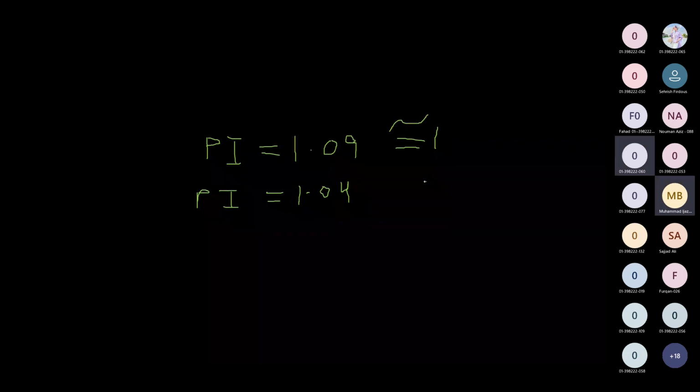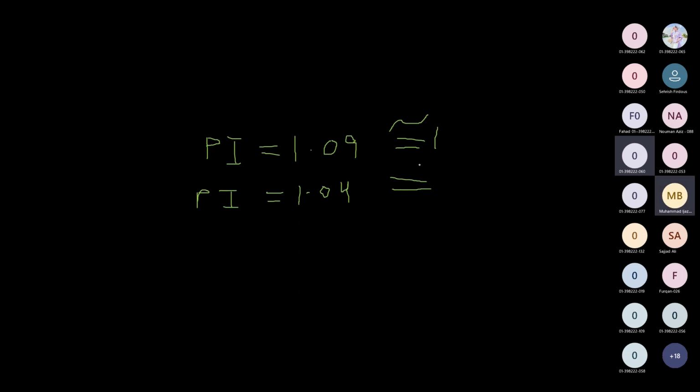Don't do that. In case of indexes, this is giving you 109 rupees in return of 100 rupees invested, and this is giving you 104 rupees for every 100 rupees invested. So please don't round off.